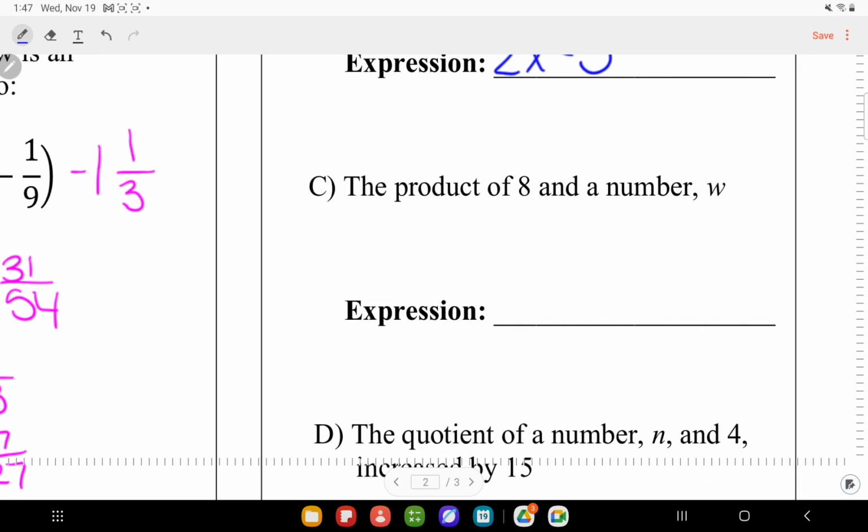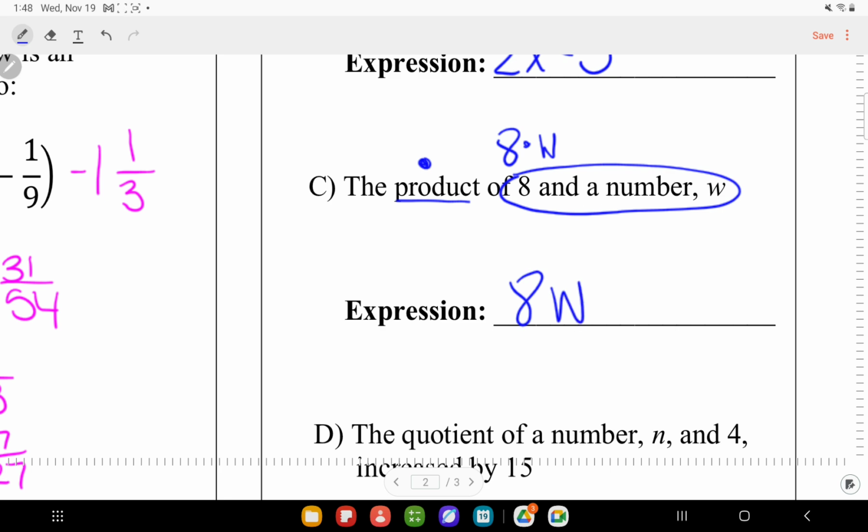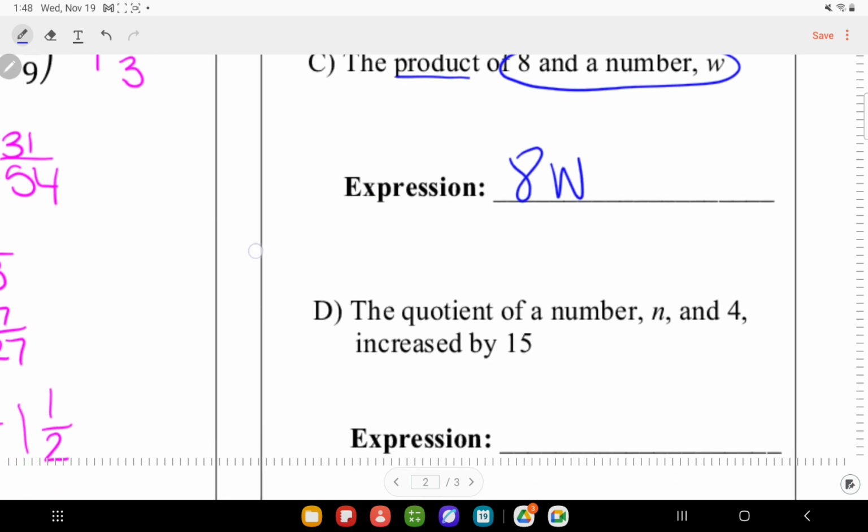The product of 8 and a number w. Product is just multiplication. And of the two things that they're telling us what to multiply, so we've got 8 times w, or we could just take those and mush them together, because that means multiplication. That is the preferred way.